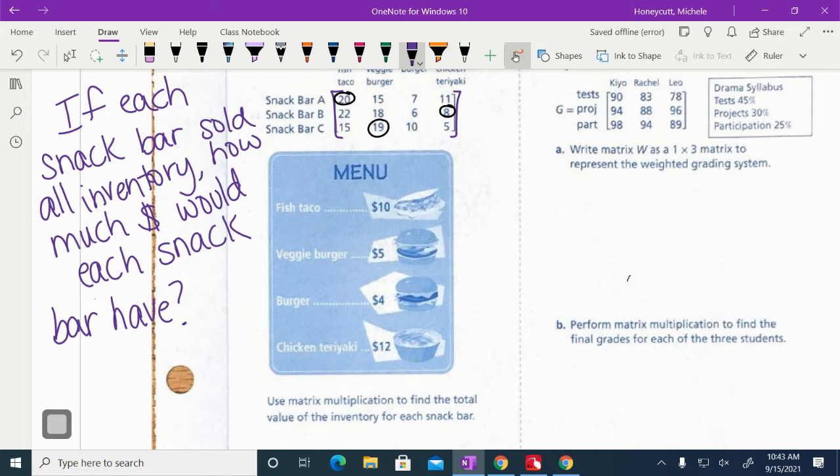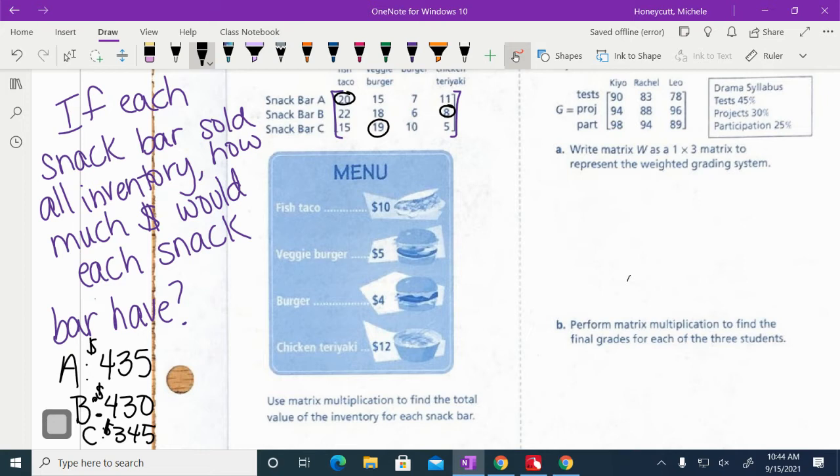Anybody want to say how much snack bar A would have? Snack bar A, $435. Snack bar B, $430. And snack bar C, $345.